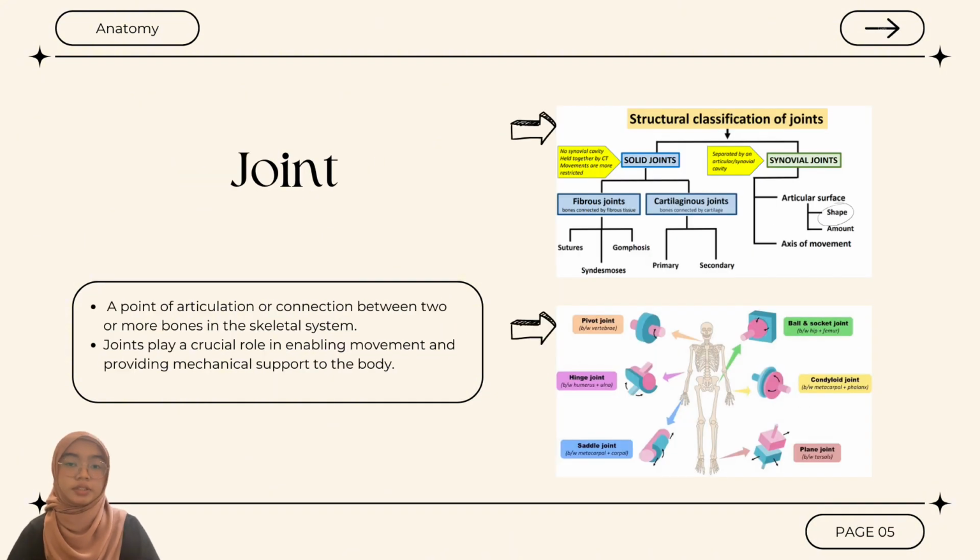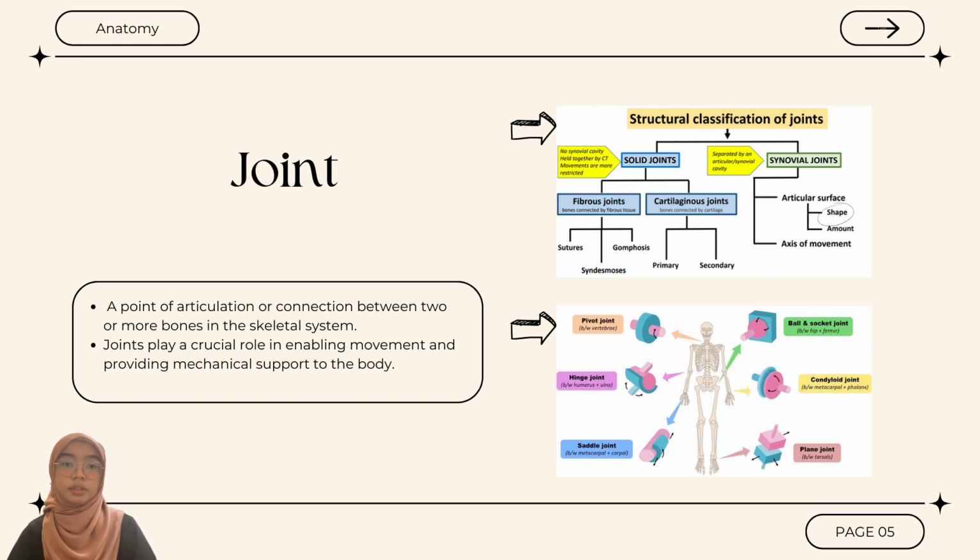Last but not least is joint. It is a point of articulation or connection between two or more bones in the skeletal system. It plays a crucial role in enabling movement and providing mechanical support to the body. Joints are divided into two parts, which are solid joints and synovial joints. Solid joints have no synovial cavity and are held together by connective tissue, and movements are more restricted compared to synovial joints. Solid joints are divided into two types, which are fibrous joints and cartilaginous joints.